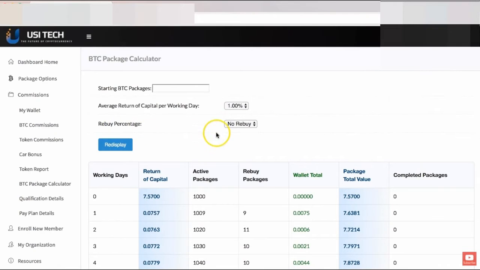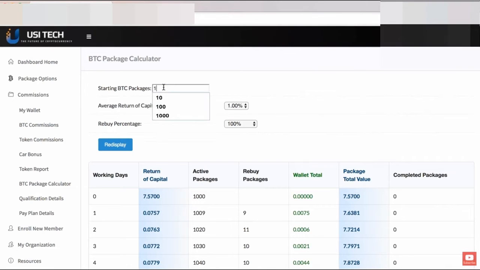And then this is the rebuy percentage. Right now it's at no rebuy, which means that we're not going to compound any of our return on capital, we're just going to let things run. And then you can shift this all the way up to 100%. That means that 100% of the returns are going back into the platform, rebuying packages, and allowing that money to work for you as well through compound interest.